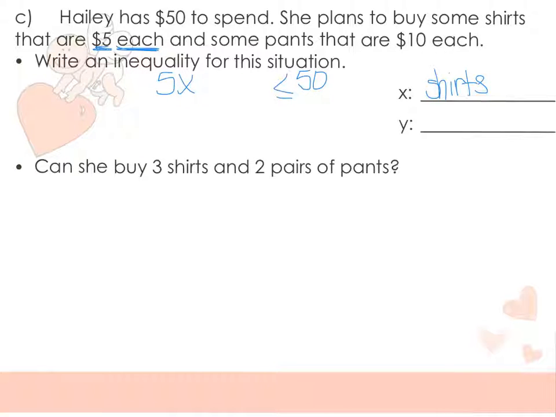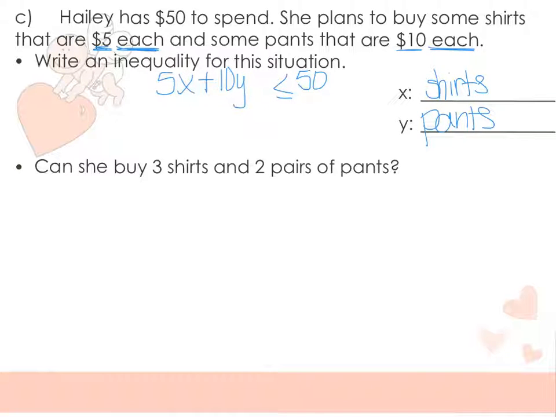And she's going to buy some pants, so we have to add her cost for her pants. And her pants are $10 each. So each means multiplication. And pants should have a different variable because that's going to have a different cost. If you guys have ever paid attention to how much you're spending when you're buying clothes, usually pants cost more than shirts. So they need to have a different variable. So my Y is going to represent her pants that she's buying.